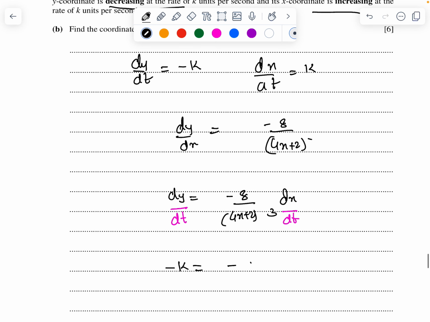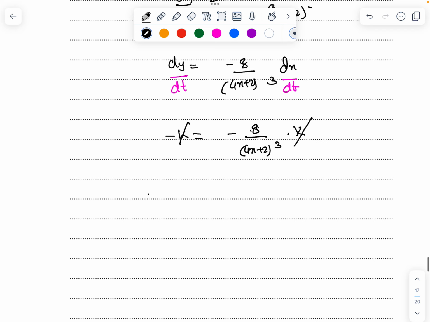So minus k equals to, what is he asking? Minus 8 upon (4x plus 2) whole cube times k. So k cancels, minus 1. Then again minus and minus also cancel. 8 upon (4x plus 2) whole cube equals 1. (4x plus 2) whole cube equals 8.